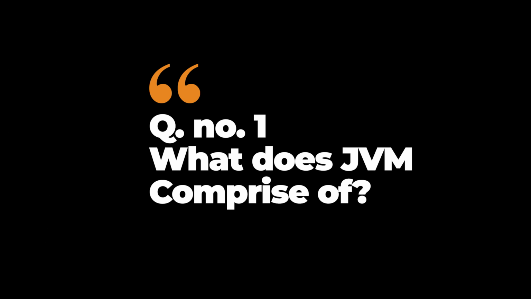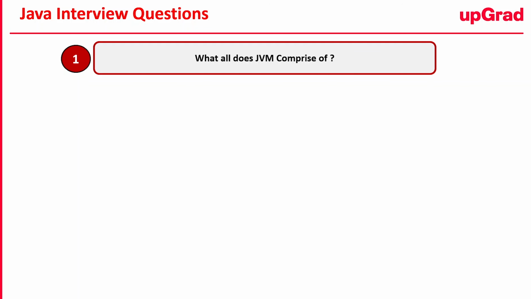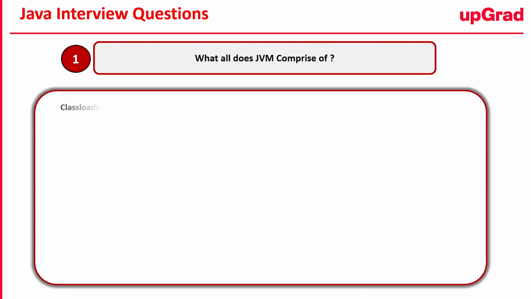So the first question is, what all does JVM comprise of? When you're asked to explain the JVM in an interview, it's a good idea to break it down into its main components clearly and concisely. Here's how you can approach it. First, class loader. The class loader is a subsystem of the JVM responsible for loading class files. You can explain that it loads all the required classes into memory when the program starts running.